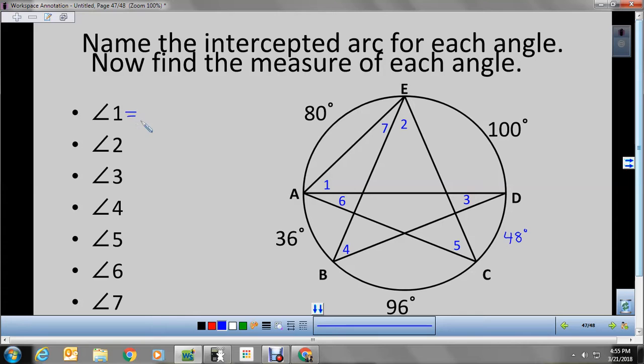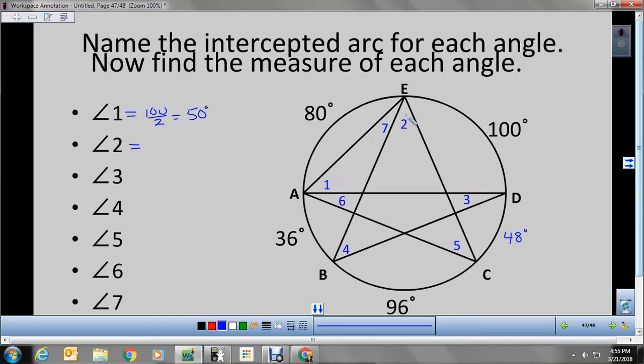Now, let's take a look here at angle 1. We said it opened up to ED. ED is 100 degrees. That means that it's going to be 100 divided by 2, which is going to be 50, because the inscribed angle is half of the arc it opens up to, or half of the intercepted arc, excuse me.